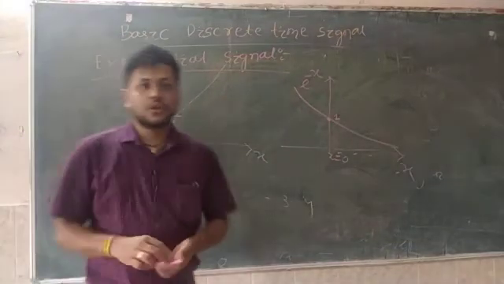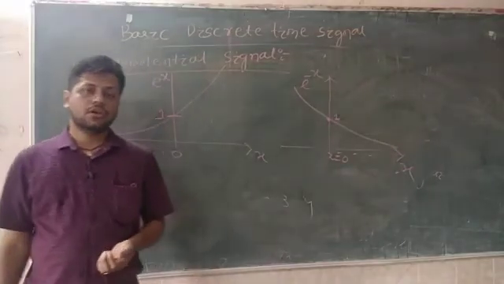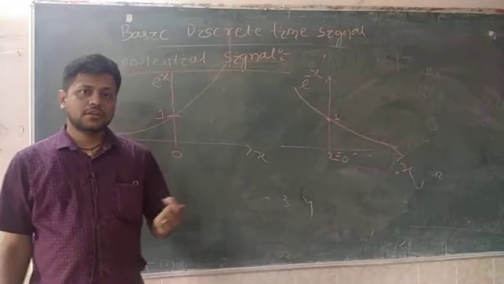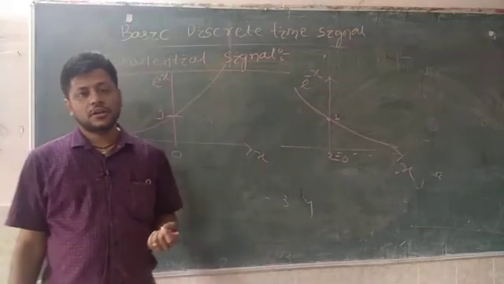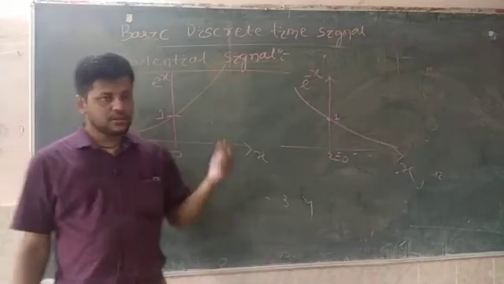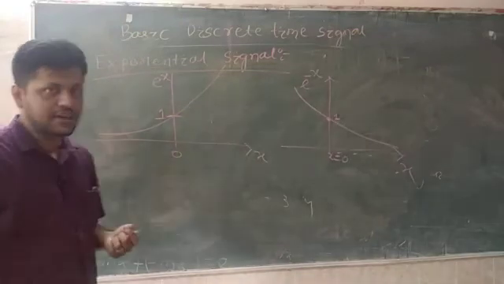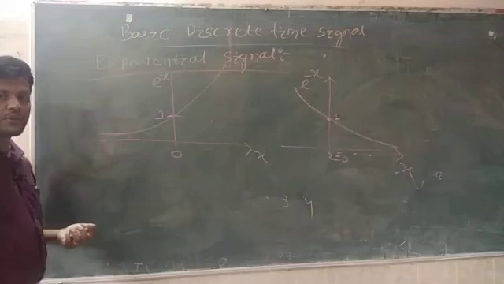So in the last class we have studied the basic elementary signals, where I have drawn the unit step signal or step sequence, then the impulse signal, and then I explained the ramp signal or ramp sequence. So in this class, before I introduce the discrete time exponential signal, first of all I have drawn here the continuous exponential signal.